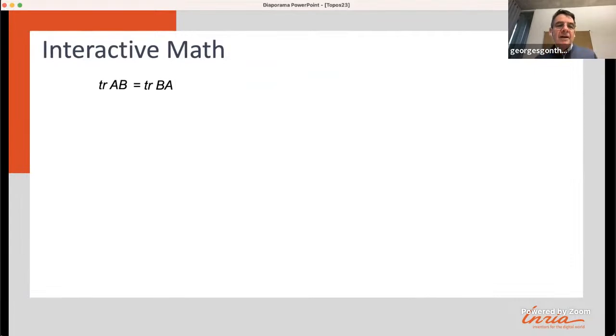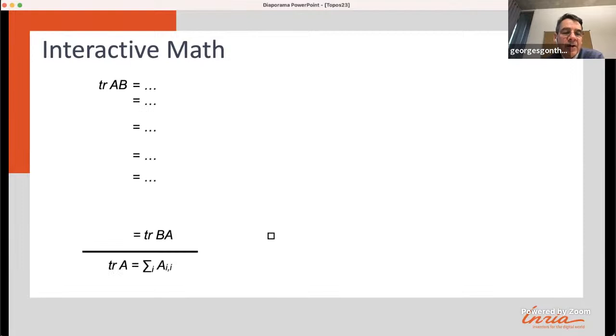So let me now show a somewhat easier example of a formal proof that's a little more relatable than the pure combinatorics of the four-color theorem. My favorite example is the fact that the matrix product commutes under trace.